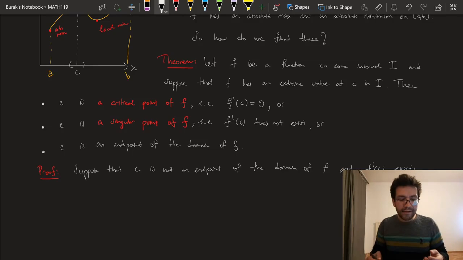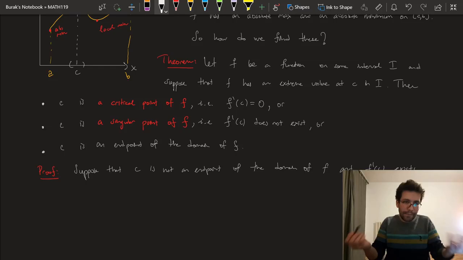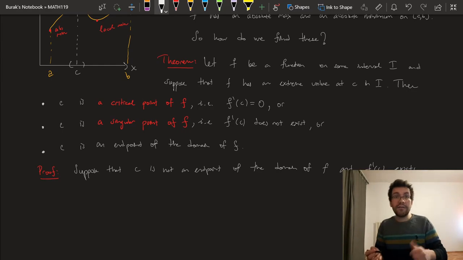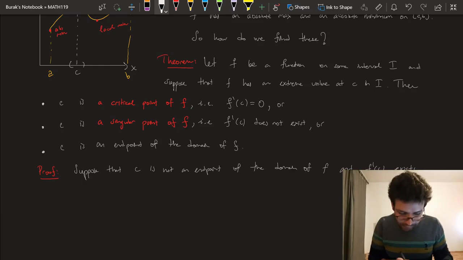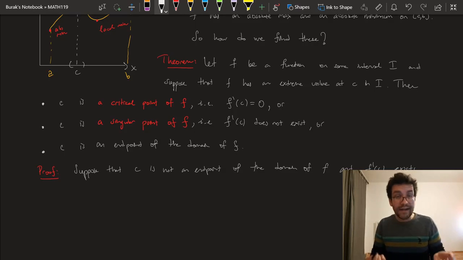So I'm assuming that I'm not in the latter two cases, because if I am in the latter two cases, then I'm done. If the second and third cases happen, then that's fine. What I need to show is if they do not happen, then the first one has to happen. So I'm assuming that my point c is not an endpoint of the domain, which means that I can check whether the derivative exists or not, and I'm also assuming that the derivative exists.